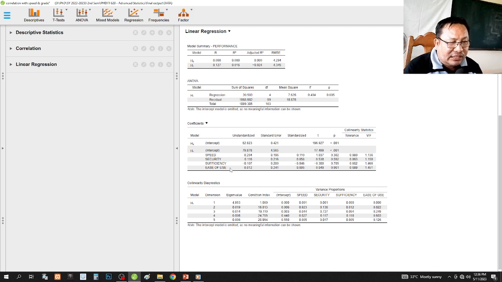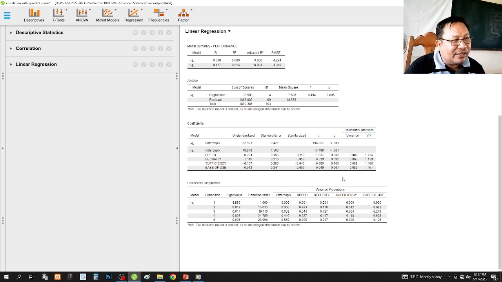But now we are going to look at the individual influence of each of the variables, if there is a unique influence of each of these independent variables. By looking at the p-value in the coefficients, we can say that the speed is 0.302, which is higher than 0.05. And for the security, we have 0.592, which is higher than 0.05. And the sufficiency is 0.05, which is greater than 0.05, the alpha. And ease of use is 0.961, which is greater than the alpha, which is 0.05.